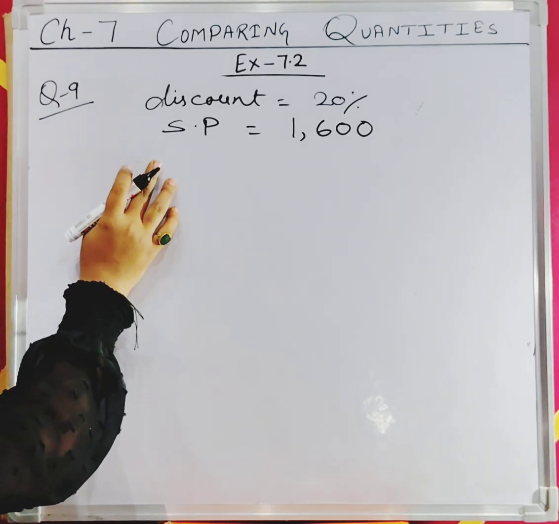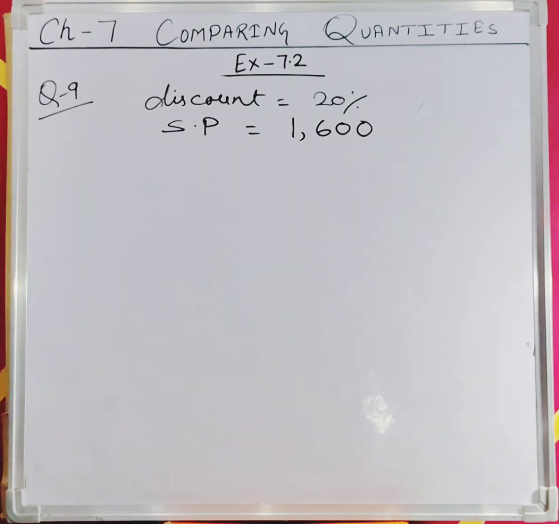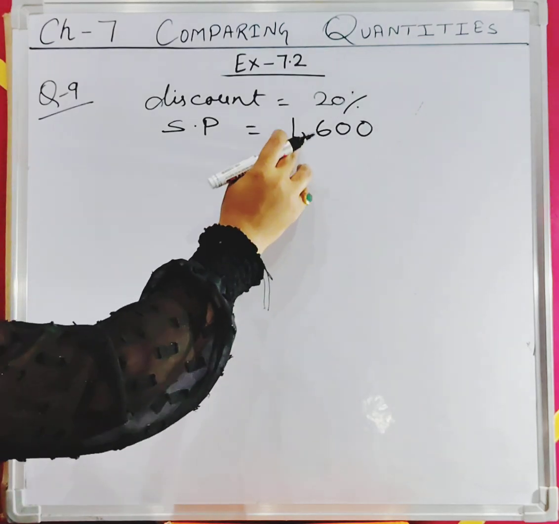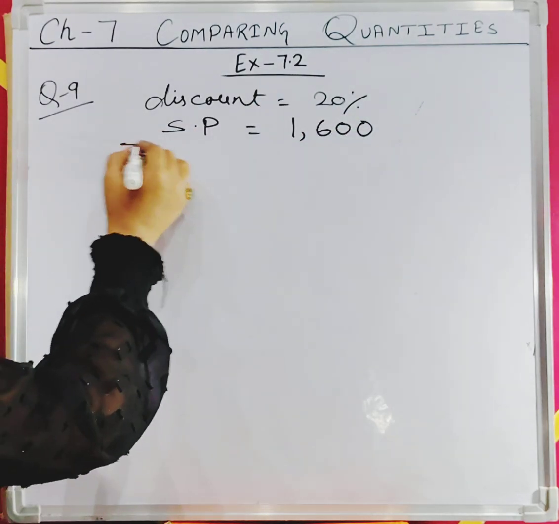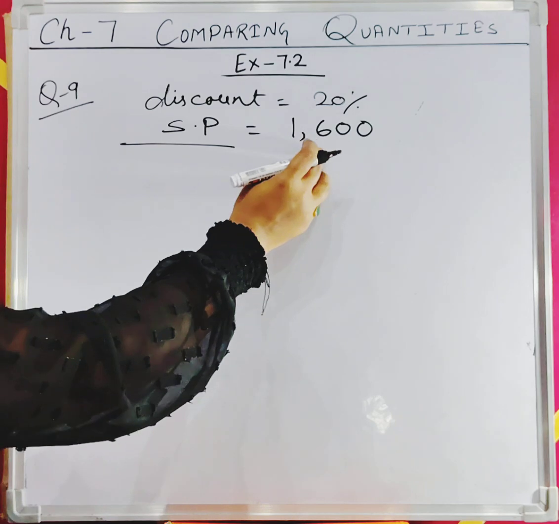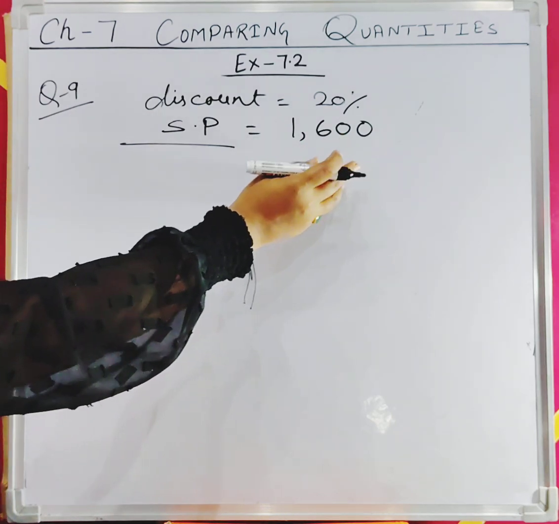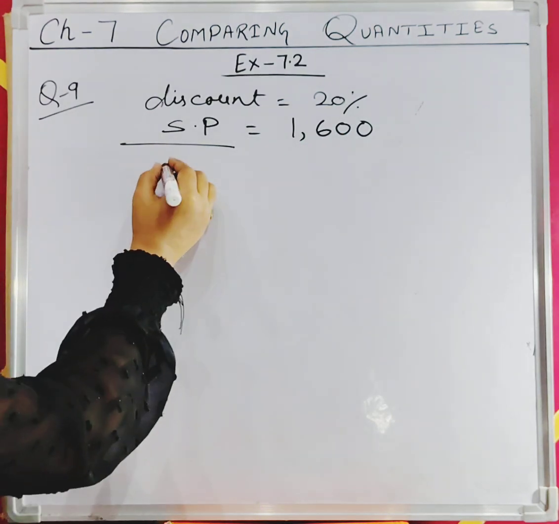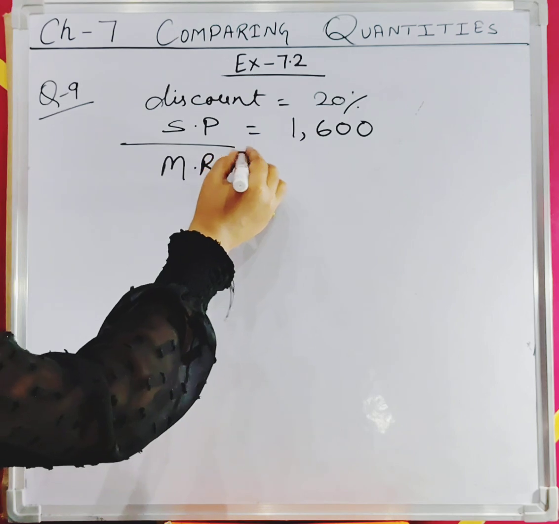Sorry, it means if the amount he pays, it means Arun has to pay 1600 rupees. That is the selling price for the shopkeeper. Okay, that is the selling price for the shopkeeper. So selling price is 1600 rupees. Find the marked price. MRP you have to find.